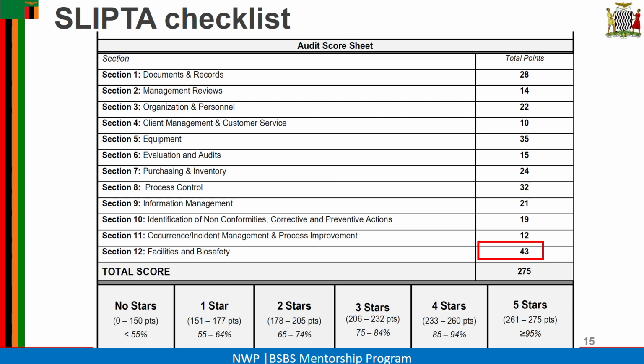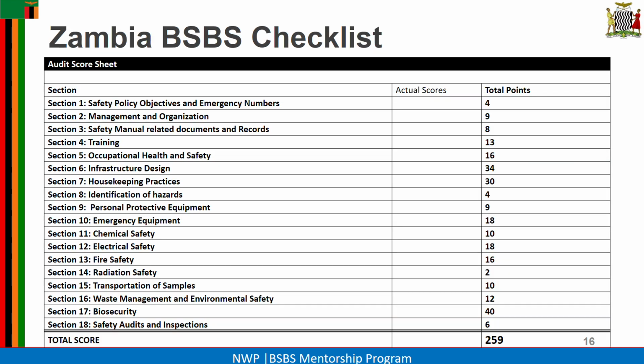So the main aim of using this checklist is that we want laboratories to actually score 5 stars, and therefore if you score 5 stars, it means that you may be recommended for accreditation using the SANAS type of accreditation body. But if you score the 43 points in facilities and safety, you are one step closer to achieving your 5 stars, and therefore you need to make sure that you implement everything that is required under the facilities and safety section.